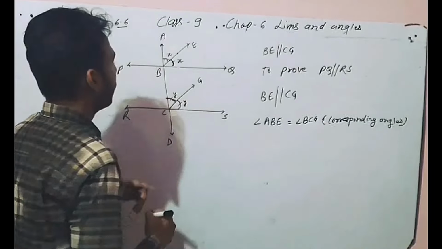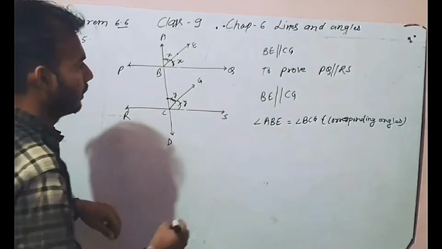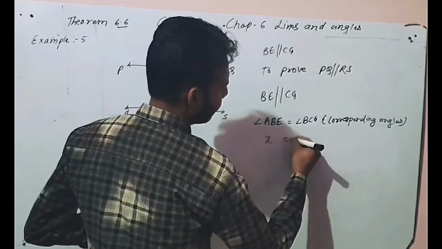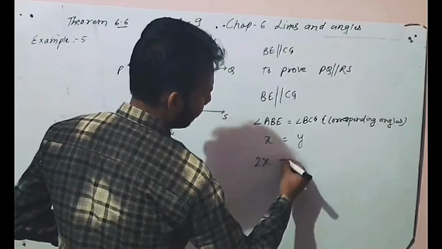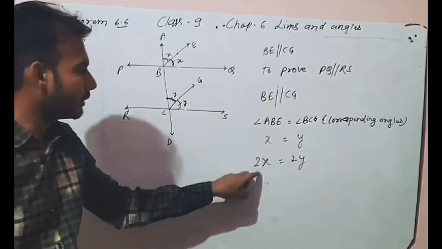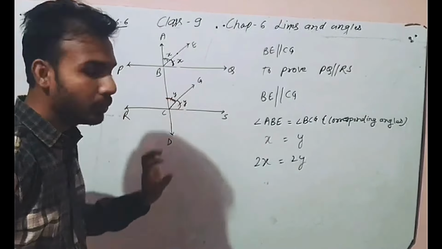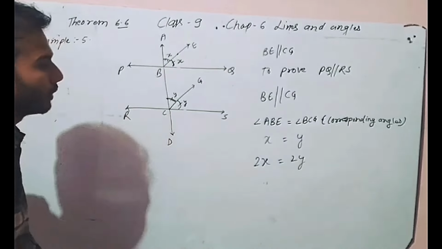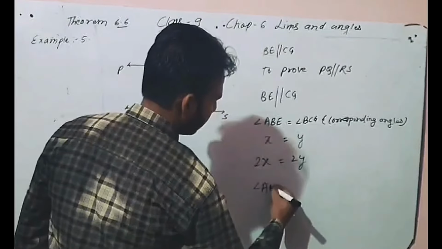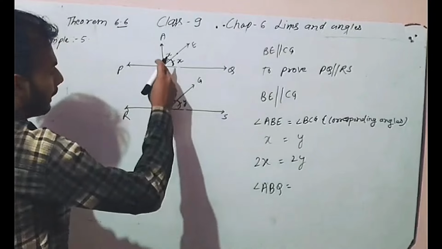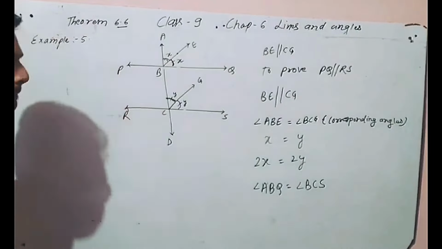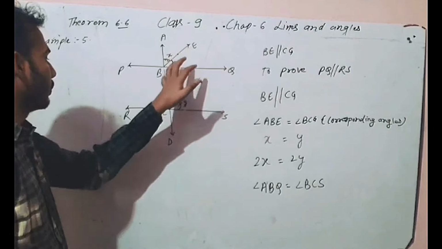So if I add these four, here X is equal to Y, then 2X is equal to 2Y. That is what I want to tell you. X is equal to Y, so double of X, which is 2X, meaning this full angle, is equal to double of Y. So 2X is equal to 2Y. What is 2X? Angle ABQ. What is 2Y? Angle BCS. So ABQ is equal to BCS.